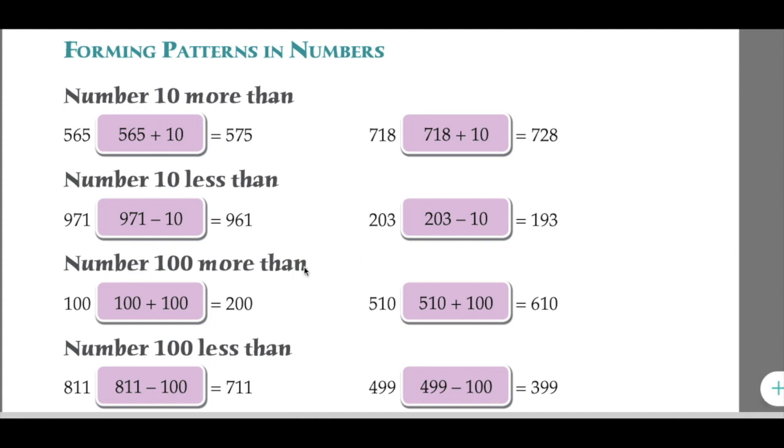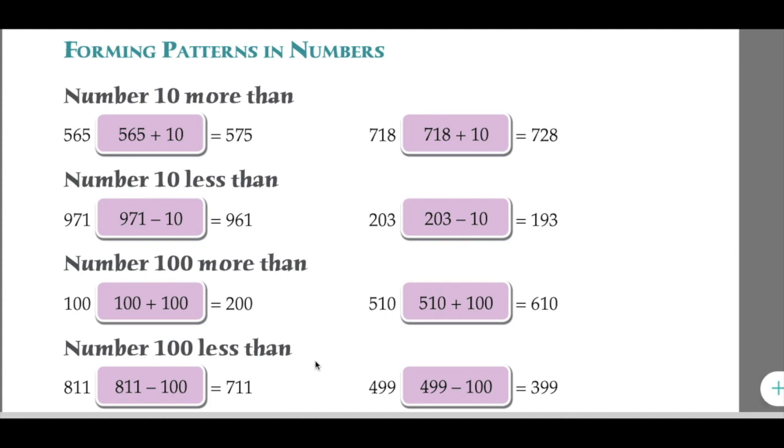The next pattern will be number 100 more than. Here you have to add 100 to the given number, that is 100 plus 100 is 200. So with 100 you have added another 100, which gives us 200. Suppose we are having 510. When you add 100 to this 510, you get 610. The number in the 100's place alone changes. So here we get 610.